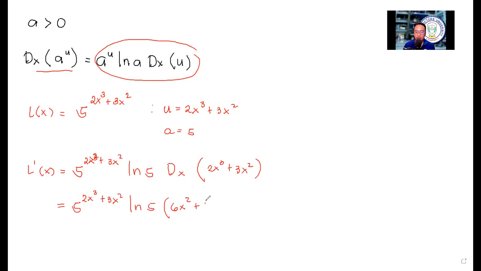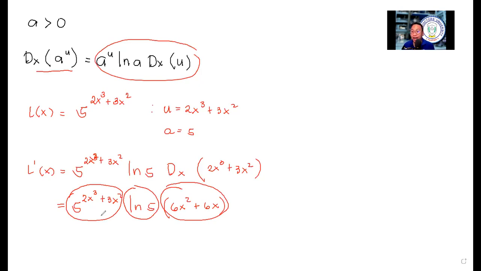6x squared plus 6x, right? Yes, very good. Now, guys, you might be thinking, I encountered this before when I was teaching at a different school. After they got this answer, what they did was multiply the 5 to these numbers or terms here. No, that's not going to be the case because this ln 5, guys, is one term. And this one here is another term. And this one here is another term or another expression.